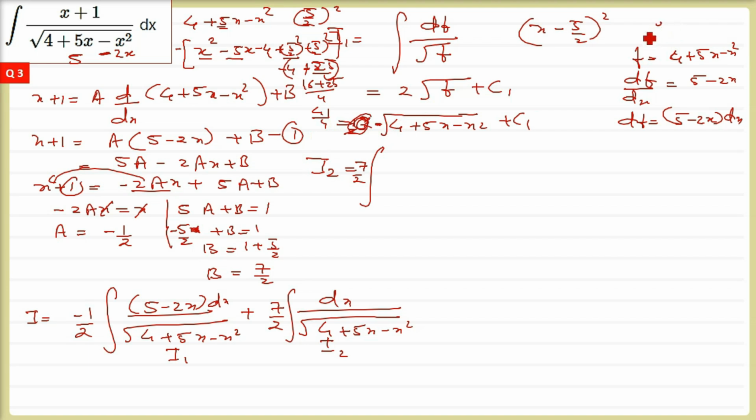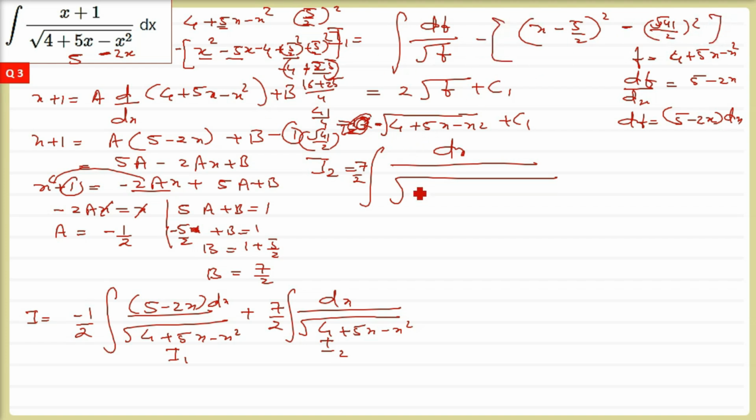And we have to make it a perfect square. So how do we write it as a perfect square? This is under root 41 by 2 whole square. And I told you the negative is already there outside. So this will form as dx divided by under root 41 by 2 whole square. But the negative was already there outside, so the second term will come in front. The terms will get swapped: under root 41 by 2 whole square minus x minus 5 by 2 whole square.